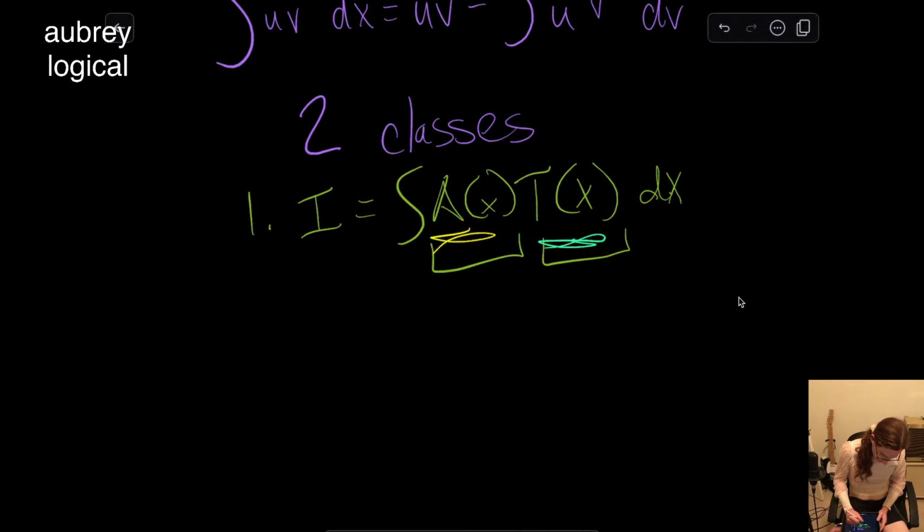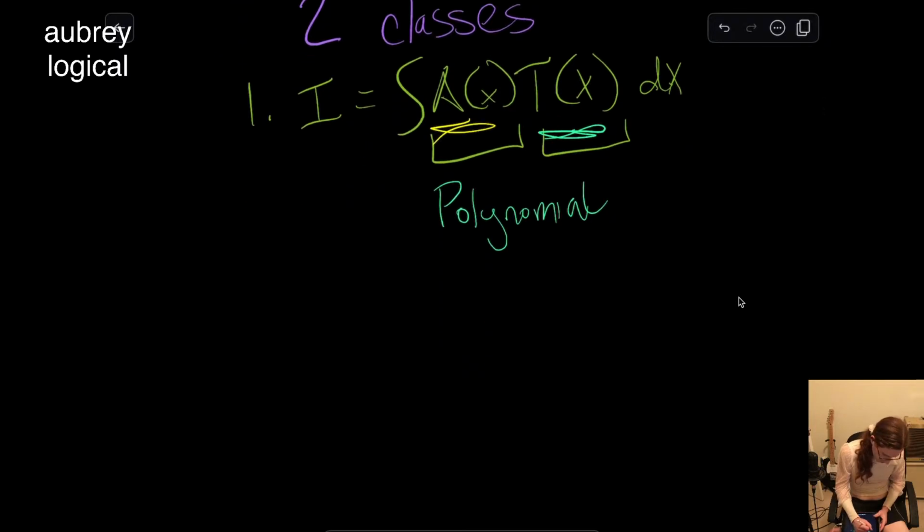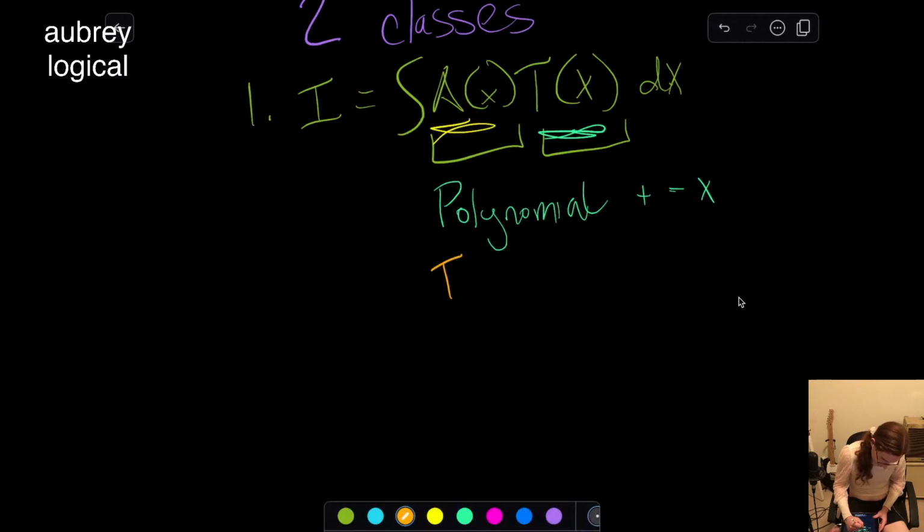There is polynomial functions, which are plus, minus, and times. There are functions that involve those operations. There are rational functions, which are all of those, but they also add division into the mix.